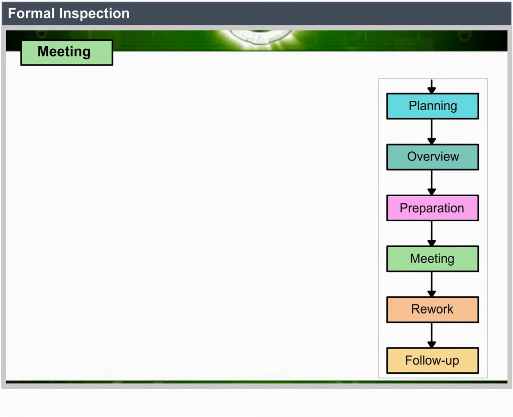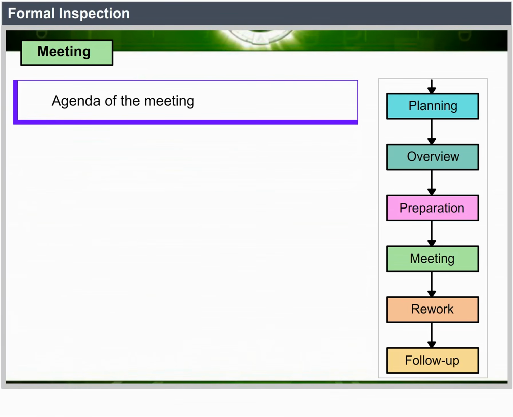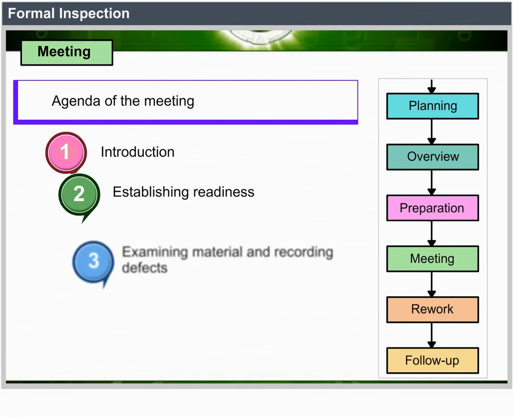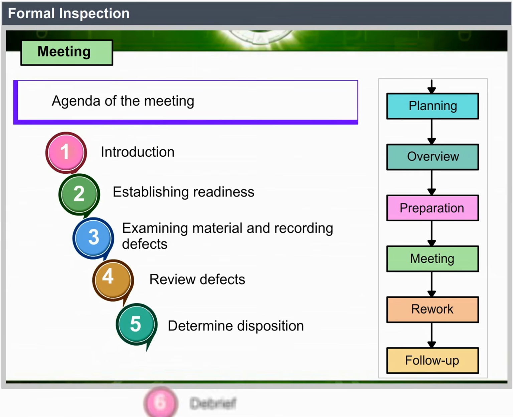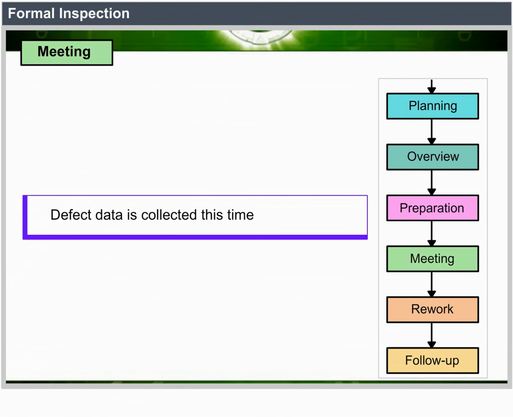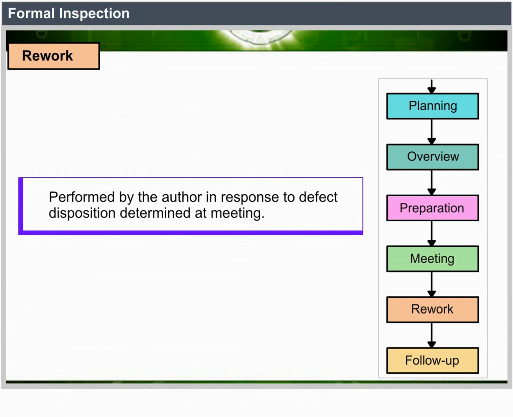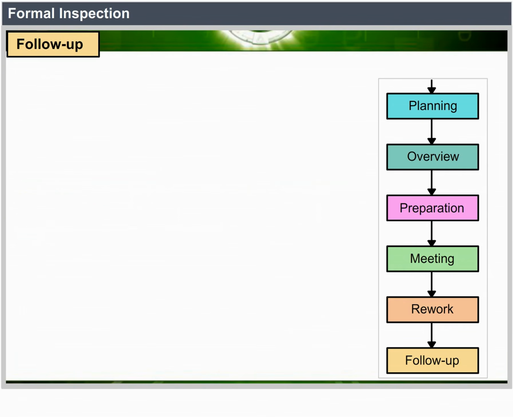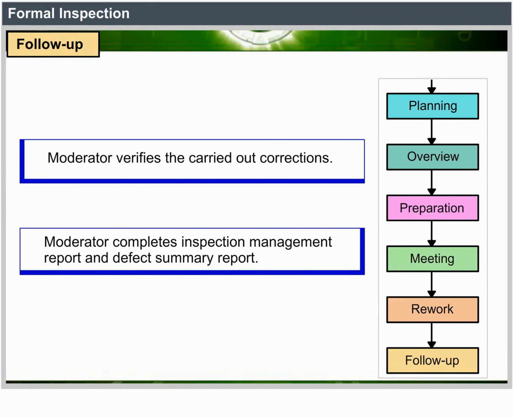Meeting. The meeting is conducted by the moderator. The agenda includes introduction, establishing readiness, examining material and recording defects, reviewing defects, determining disposition, and debrief. Defect data is collected at this time. Rework. Performed by the author in response to the defect disposition determined at the meeting. Follow-up. The moderator verifies that corrections are made. The moderator completes the inspection management report and defect summary report.